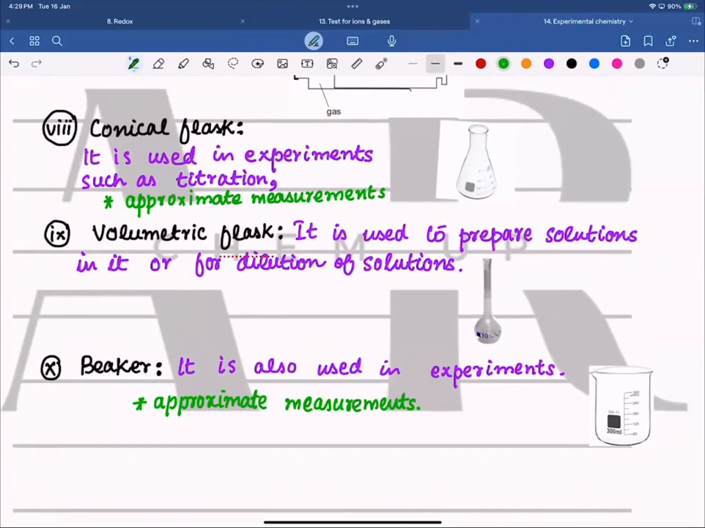And I think there is no need to explain the test tube. Everybody knows what a test tube is. We just do the chemical reaction in it. There is no graduation or scale on the test tube for measurements.